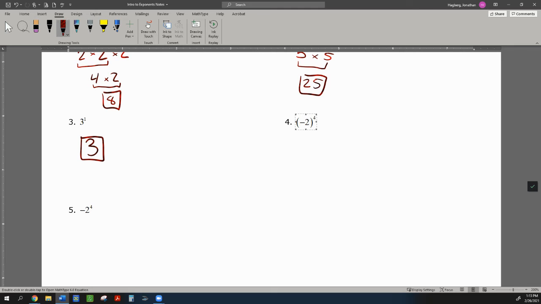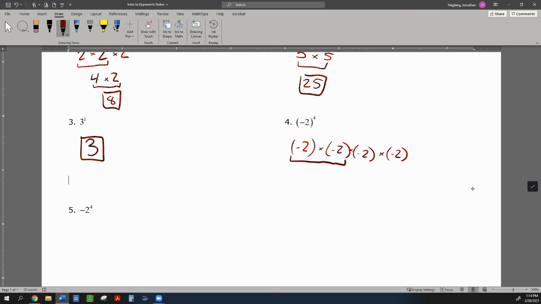Here we have negative 2 to the fourth power, but notice that the negative 2 is inside the parentheses. What this is saying is everything inside of the parentheses is going to be raised to the fourth power, or everything inside the parentheses is going to be multiplied by itself 4 times. So this is the same to say negative 2 times negative 2 times negative 2 times negative 2.